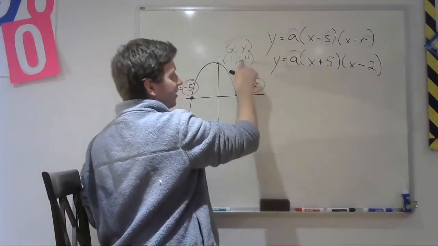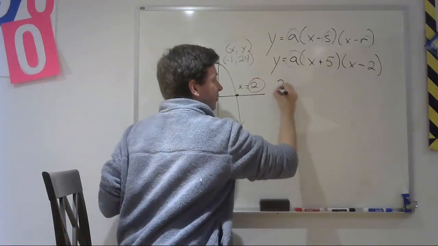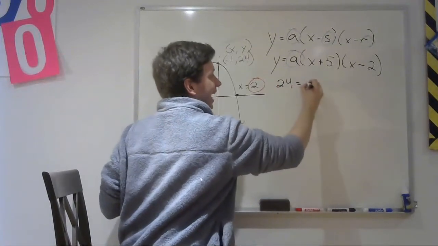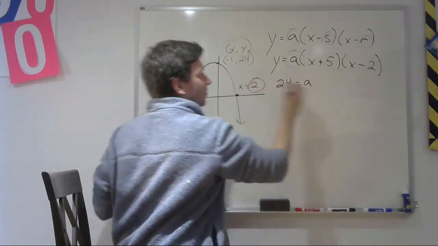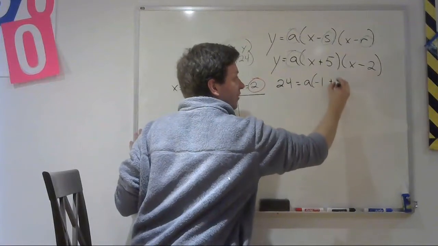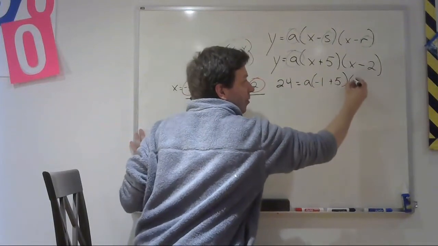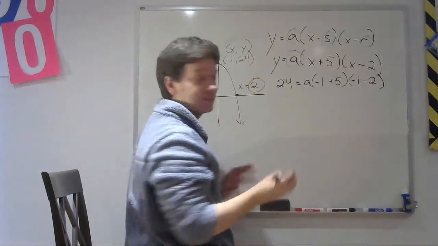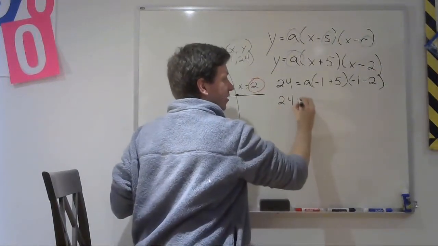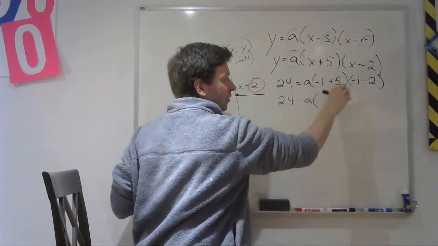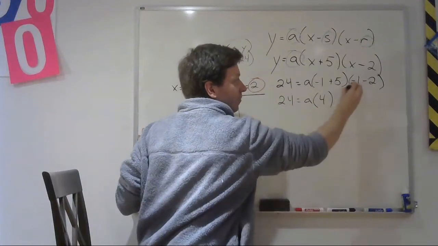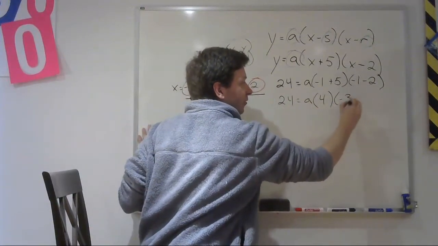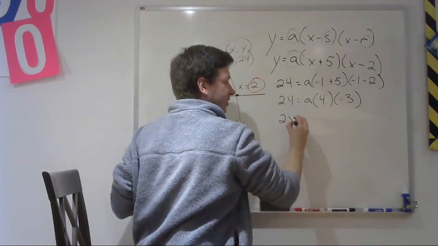So our y value is 24. So I'm going to write 24 equals a. And our x value is -1. So (-1 plus 5), and again (-1 minus 2). Now we're just going to simplify a bit. So we have 24 equals a. -1 plus 5 is 4. -1 minus 2 is -3. Continue to simplify.